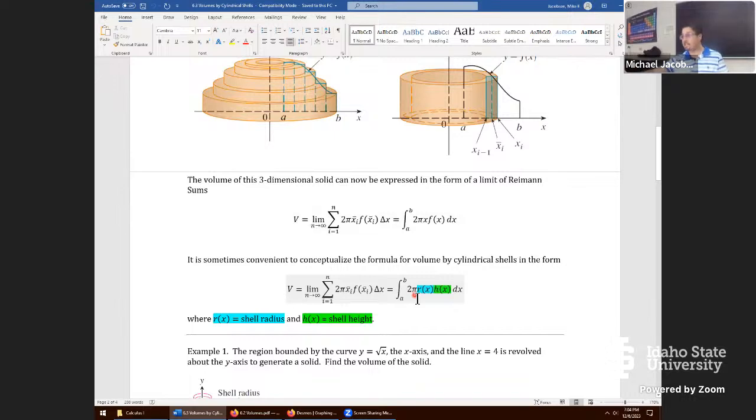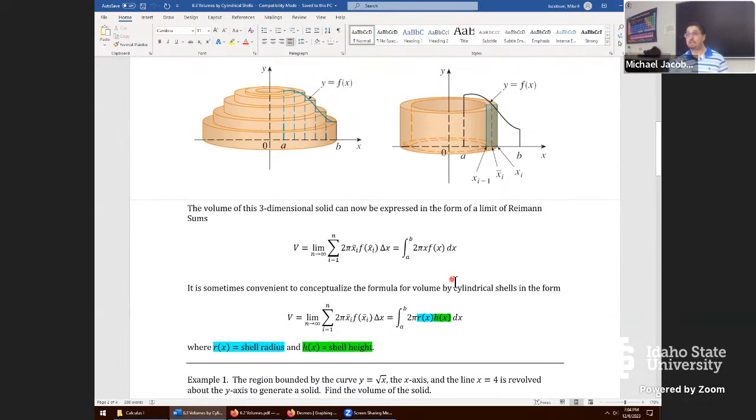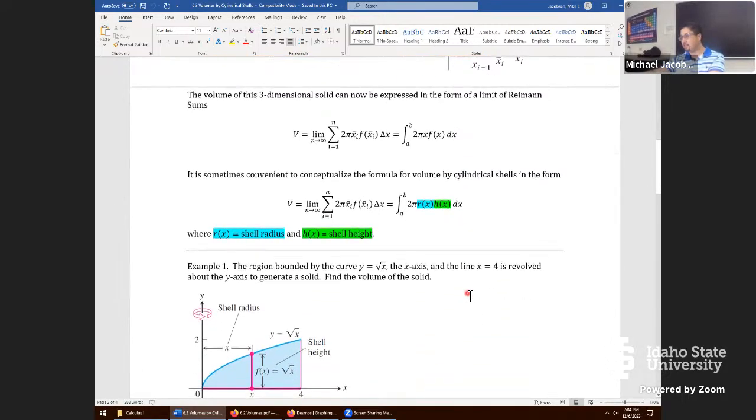If you can come up with the radius and come up with the height from a diagram like this, you're in really great shape. Any questions, folks, before we try this out? Okay, so that's our new procedure to take a look at.